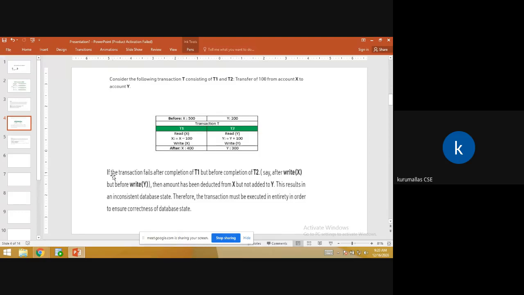See, if the transaction fails after the completion of T1 but before completion of T2, say after write of X but before write of Y, the amount has been reduced from X but not added to Y. Okay, this results in inconsistent data, right? Which means X equals 500 and Y equals 200, sum 700, after that also 700. Okay, this is the consistent data, right?